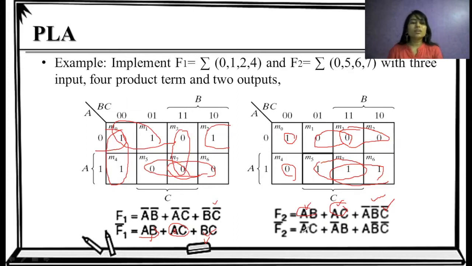We can also compare other combinations. We can compare F1 and F2 dash. We can compare F1 dash and F2 dash. But for all these conditions, we can't fulfill the condition of specifically 4 product terms. For only F1 dash and F2, we have common terms AB, AC. So this AB and AC can be implemented for both functions one time, and then BC for F1 only, and A dash, B dash, C dash for F2 only. So this is how we can calculate 3 inputs and 4 product terms.